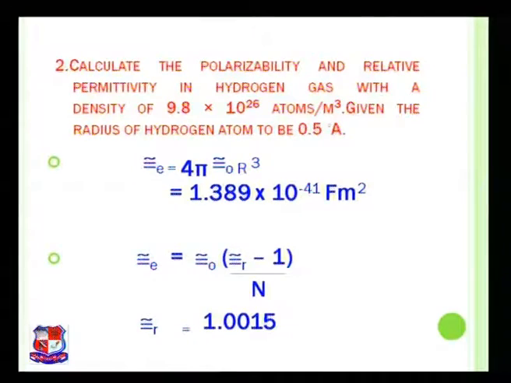So let us move towards our slide. Here you can see that the equation is written as alpha E equal to 4 pi into epsilon 0 r cube. The value of alpha E can be calculated by substituting the values of 4 pi, that is 3.14, epsilon 0 and r cube. The radius of the hydrogen atom is already given, that is 0.5 angstrom. By substituting the values, you can calculate the first value. You can see on the screen, that is 1.389 into 10 raised to minus 41 farad meter square. That is the value of polarizability, or you can say electronic polarizability.